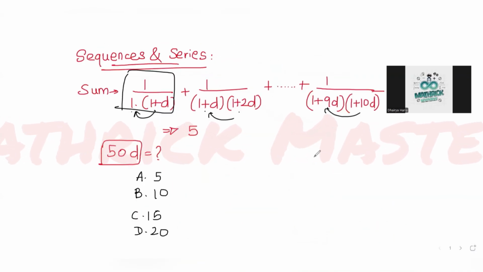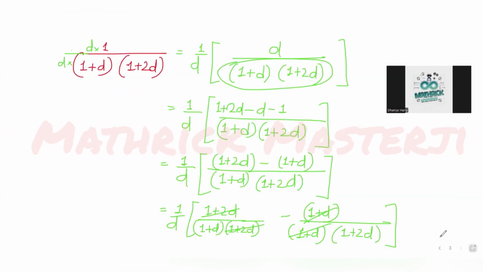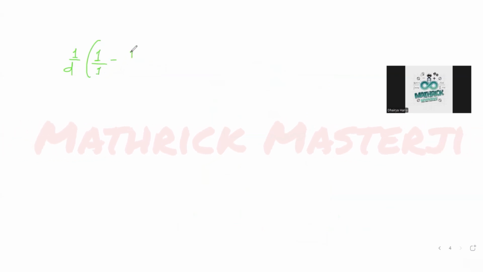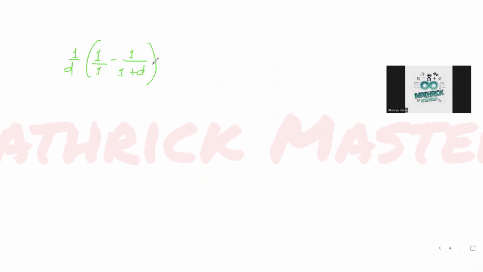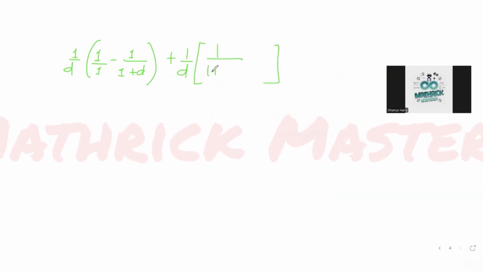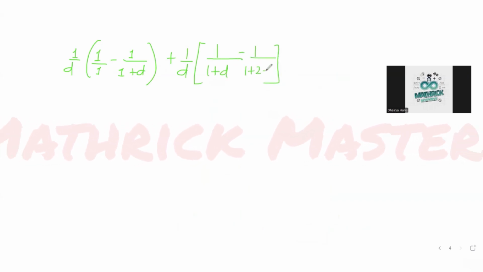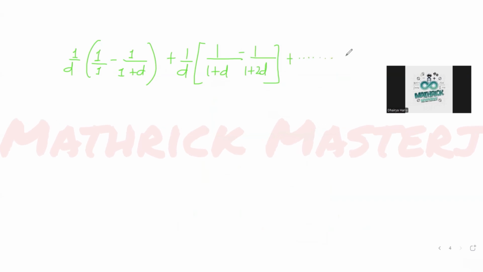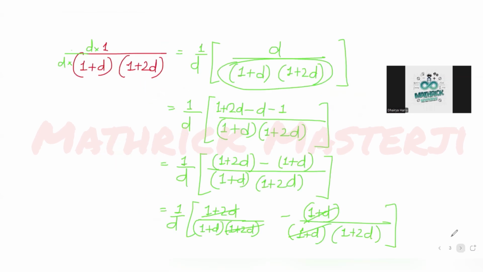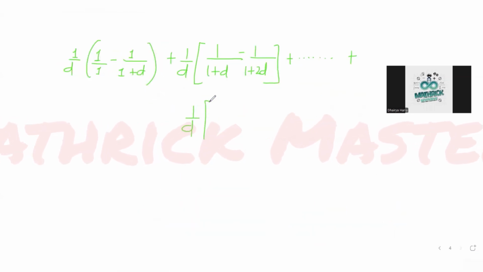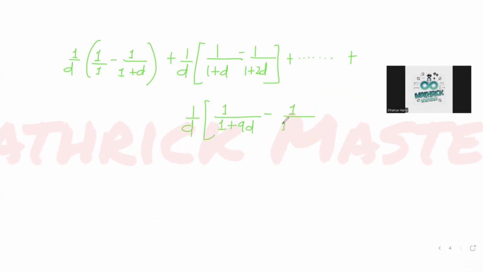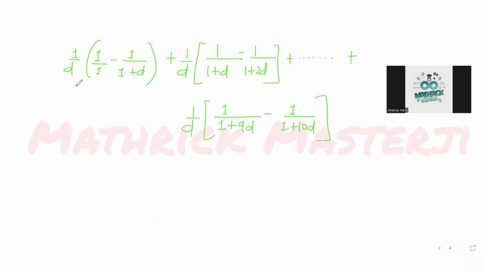So the first term which I have written is 1 over d times (1 minus 1 over 1 plus d). Then the second term which I have gotten here is also 1 over d times (1 over 1 plus d minus 1 over 1 plus 2d). Likewise, I will have all the terms, and the last term I can write in the same fashion as 1 over d times (1 over 1 plus 9d minus 1 over 1 plus 10d). Now I have to add all of them.